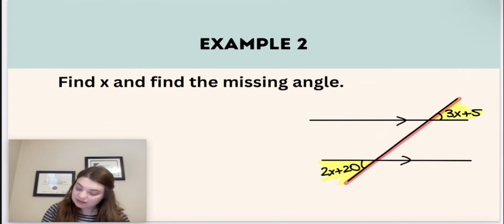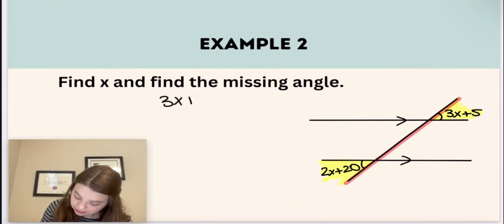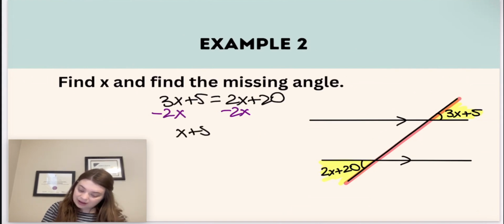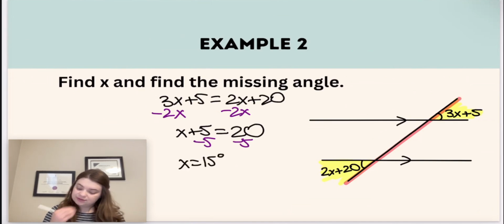That tells me that therefore 3x plus 5 must be equal to 2x plus 20. Then if I subtract 2x from both sides, I get that x plus 5 is equal to 20. Then if I subtract 5 from both sides, I get that x is equal to 15. So that's part of my answer. And if they just asked for x, we'd actually be done here because we found out that x is 15.